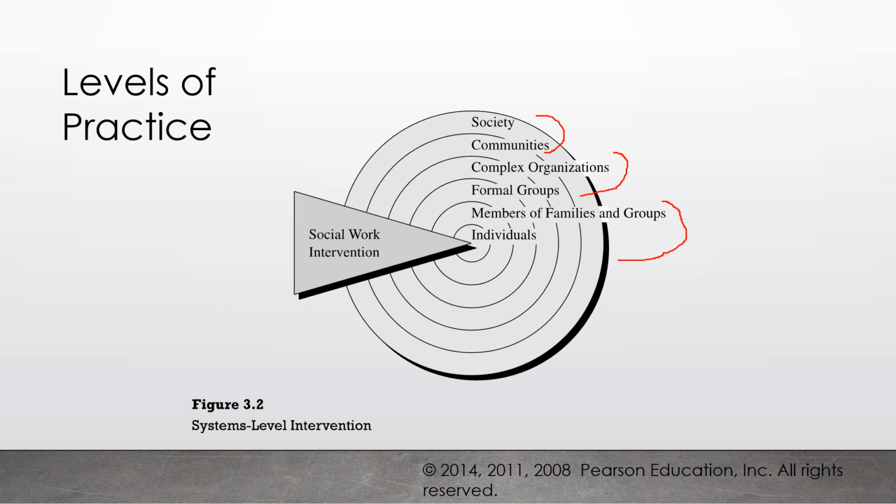So again, just like we talked about in the previous class with the waterfall and river, social workers, no matter what level we're working at, we always have to keep in mind the different levels of practice because the interventions that we do at the macro level have implications all the way down to the micro level and vice versa.